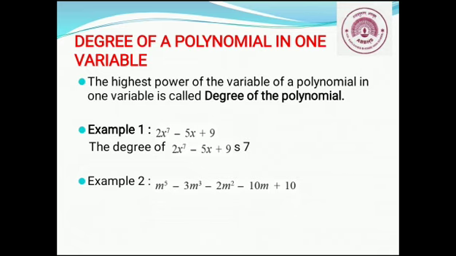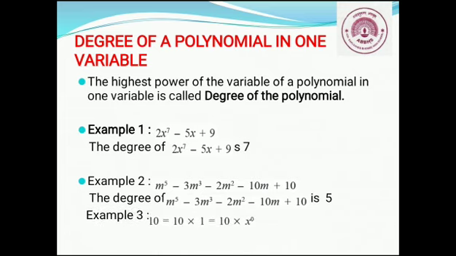Example 2, m raised to power 5 minus 3m cube minus 2m square minus 10m plus 10. Now this is a polynomial in one variable, that is m. Now which is the highest power of the given polynomial? The highest power is 5, right? And therefore the degree of this polynomial is 5.